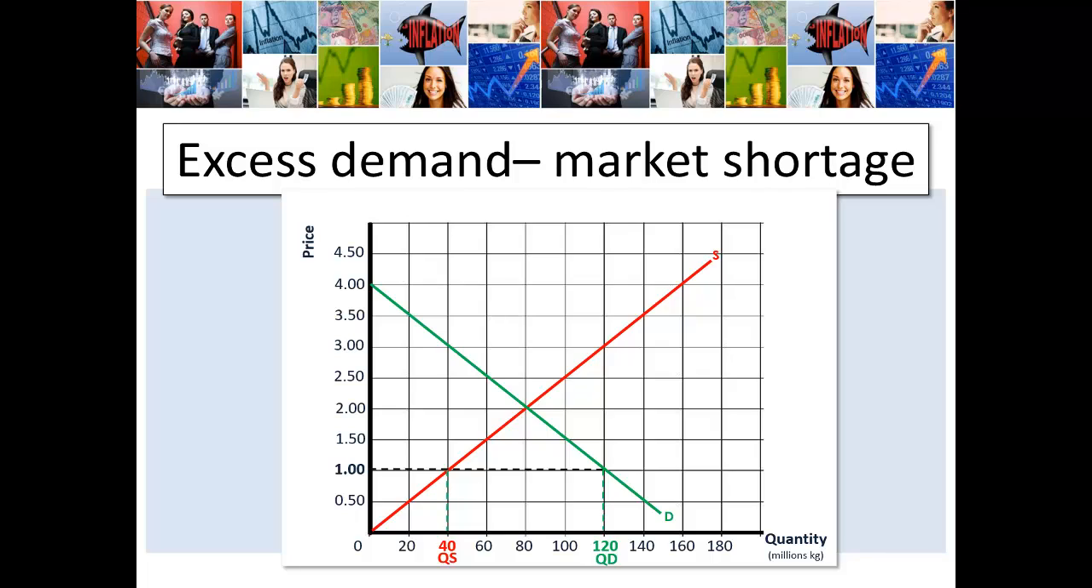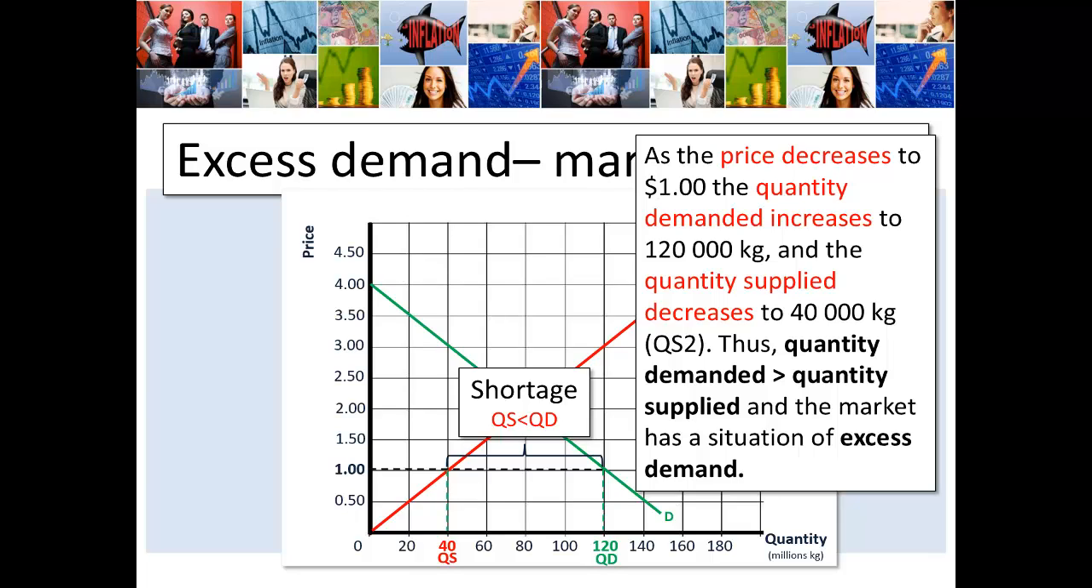And the opposite happens for producers. No, we're not going to sell at this ridiculously low price, it's relatively less profitable, we can do other things. At $1 there'll be some producers in the market that will supply, but the quantity supplied will drop to 40 million kgs. So the shortage is where quantity supplied is less than the quantity demanded. As the price decreases to $1, the quantity demanded increases and the quantity supplied decreases. In the end, at this price, quantity demanded is much greater than quantity supplied, and we can say that the market has a situation of excess demand.